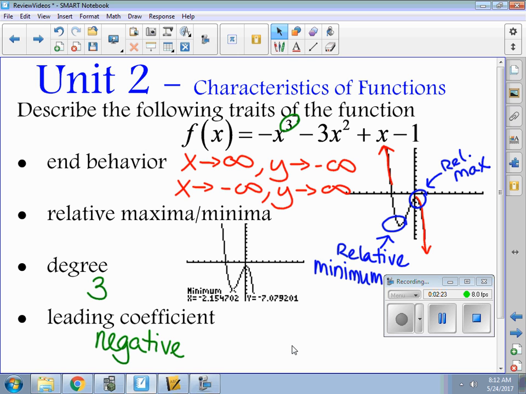Because the degree was 3, the ends are going in opposite directions, one up, one down. When it is an even degree, they either both go up if it's positive or they both go down if it's negative.